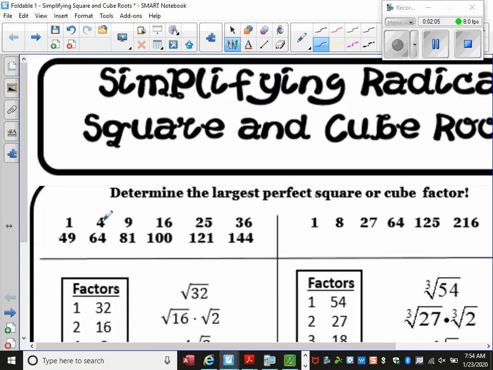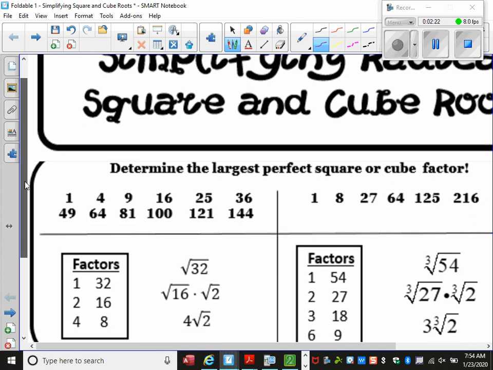On your foldable, you see the perfect squares listed up through 12. And then you also see some perfect cubes, like 1 cube is 1, 2 cube is 8, 3 cube is 27, 4 cube, and so on. That's at the top.